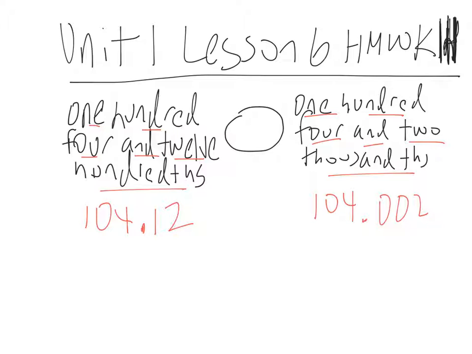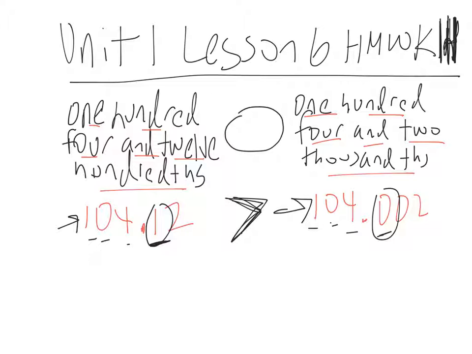Now, we talked about starting at the beginning of the number. Start at the beginning of the number and compare place by place. So these are the same. The tens place is the same. The ones place is the same. Now we go after the decimal point, and we see that in the tens place, we have a 1 here, and we have a 0 here. Obviously, 1 is bigger than 0, so this decimal is larger than the other. So we know which way our sign goes.